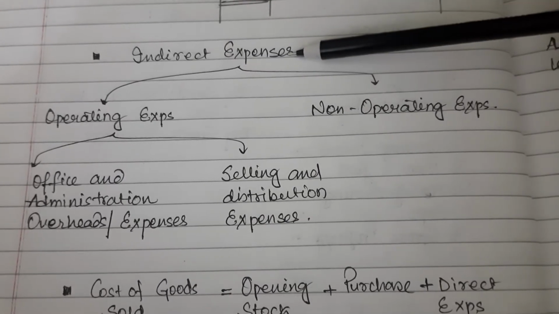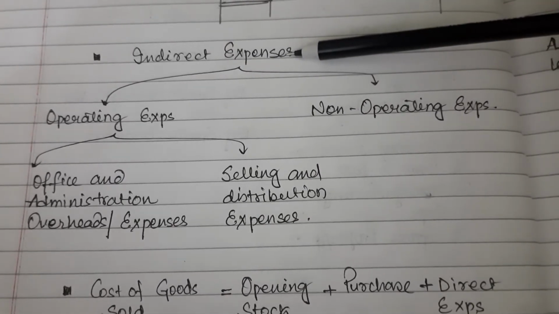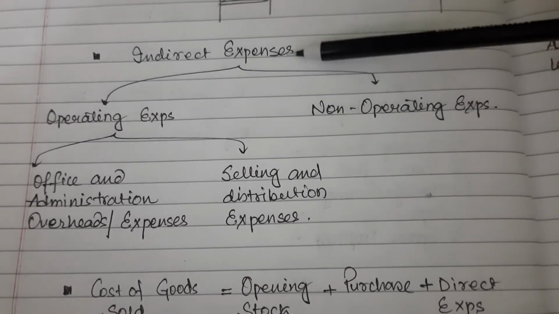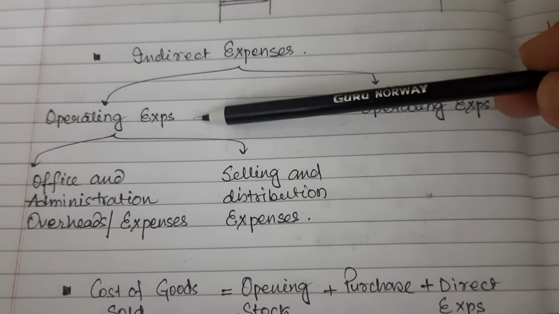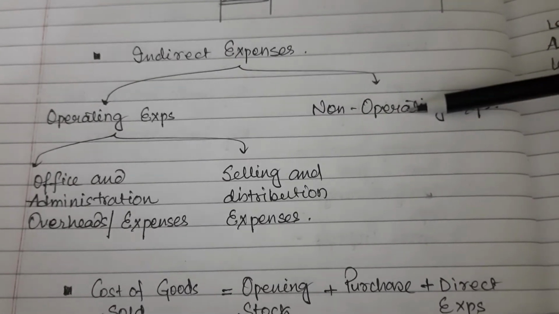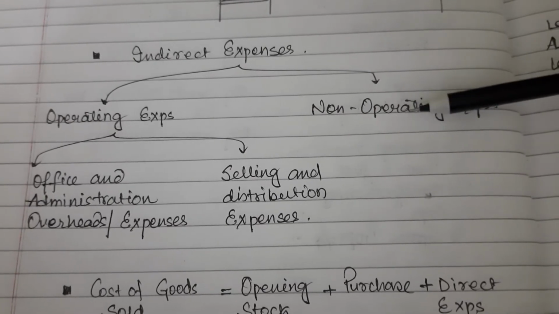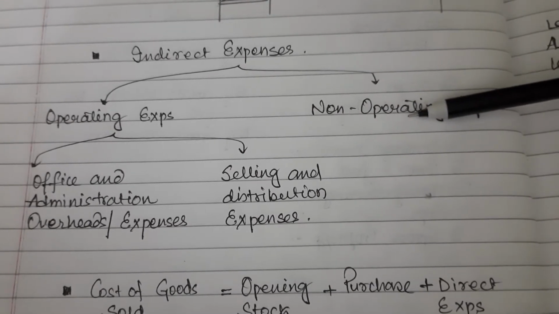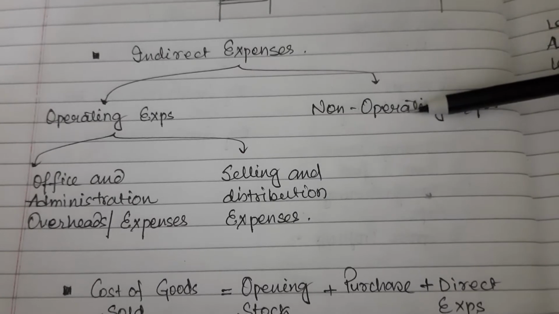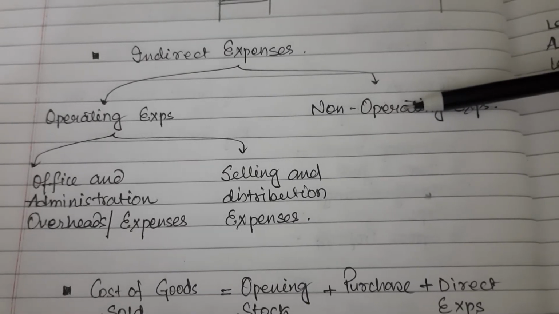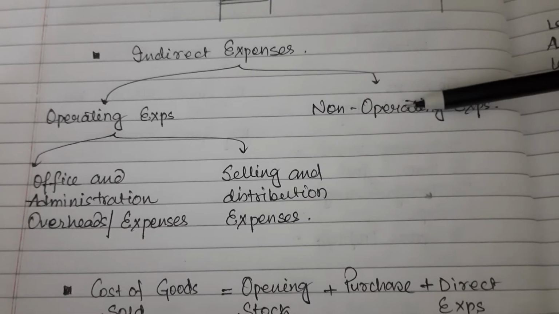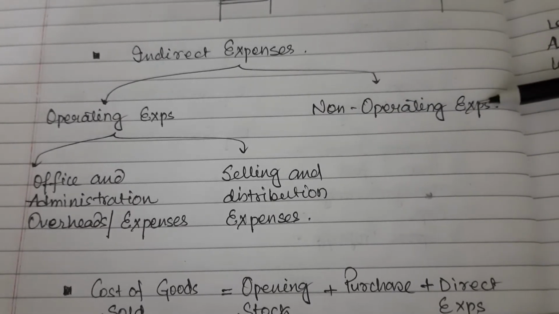Indirect expenses means expenses that we record in profit and loss account. These indirect expenses have two parts: operating expenses and non-operating expenses. Non-operating expenses means all those expenses which a firm has to incur, but not for operating the business. If the business took some loan from someone, from a bank, then the business has to pay some interest. If the business is allowing discount to someone, those are your non-operating expenses.